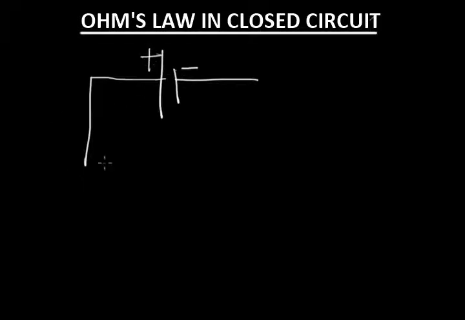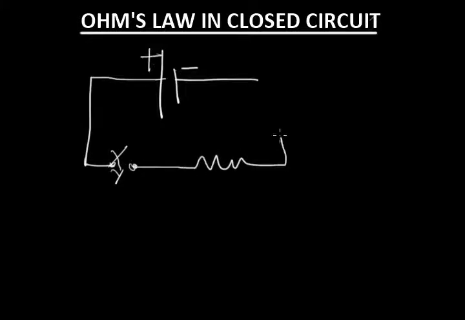We now come to the introduction of Ohm's law in closed circuit. By a closed circuit, we mean a circuit which has a battery, represented by two unequal lines, as you all know, with the positive end at the higher line and the lower line being the negative terminal. It is then connected by a key here.